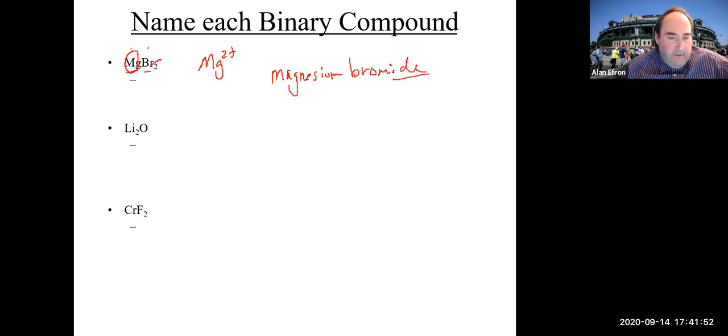Again, the 2 has no effect on the name, but the reason we do have the 2 is to balance out the charge. Our anion here would be Br minus. If we had to write the formula for the cation, it would be magnesium +2, and for the anion, it would be Br minus. But when we put them together, there is no net charge. And this would be the proper name.